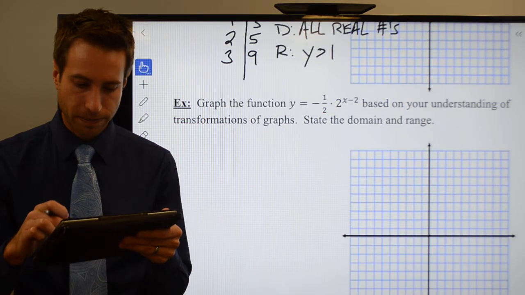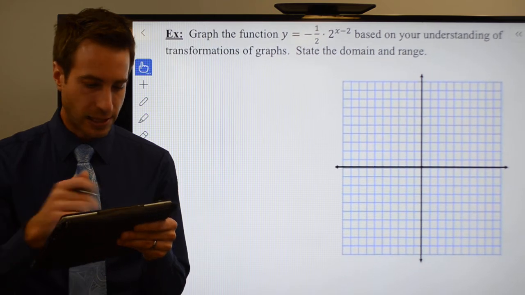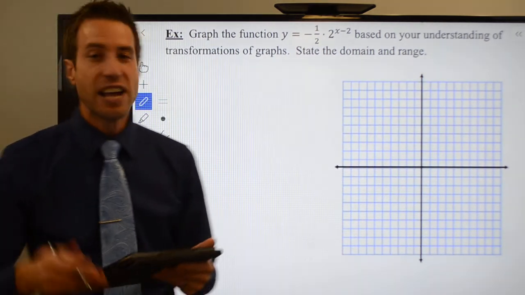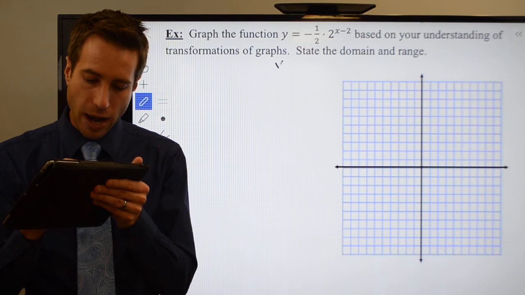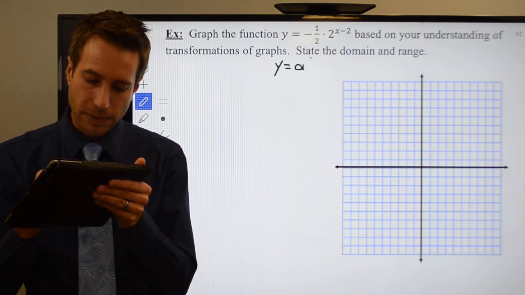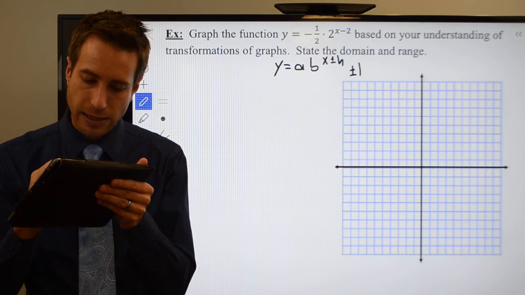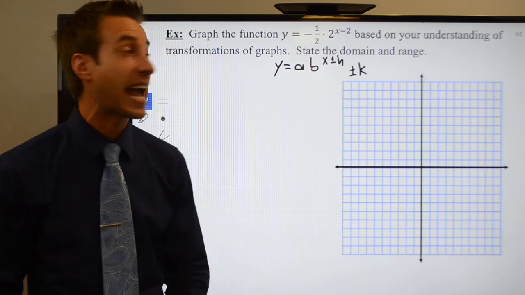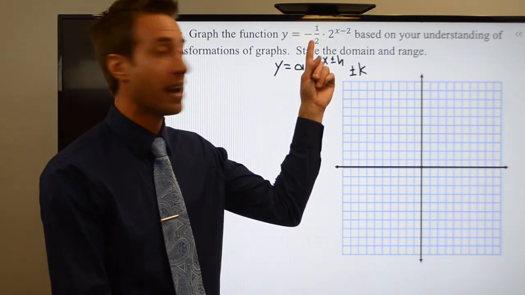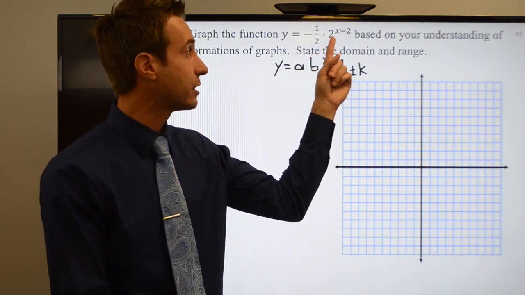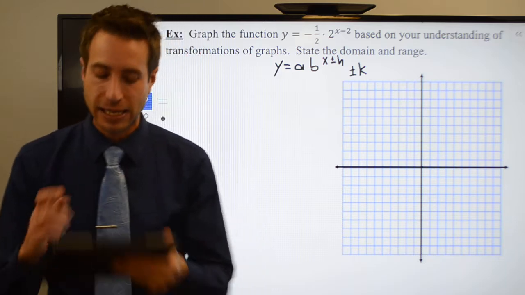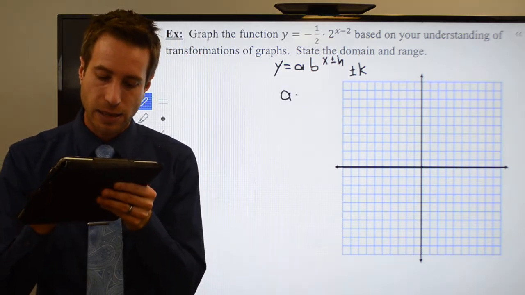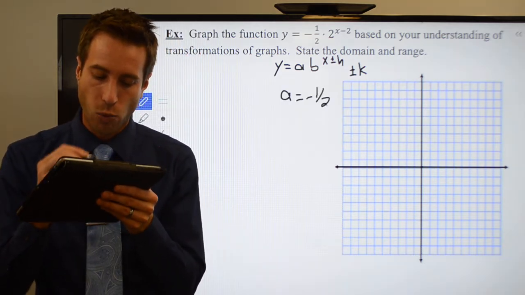Let's go ahead and do another one and see what we wind up with here. Again, the general equation is y equals a times b to the x plus or minus h plus or minus k. All right, well, I take a look at this and I recognize right away, hey, I do have a number in front of my base, which is 2. So that means I do have an a. My a is going to be equal to a negative 1/2.